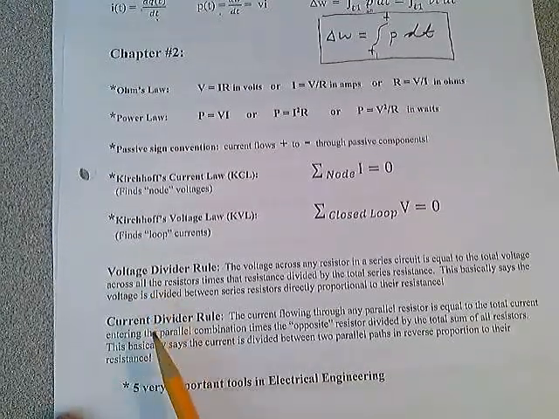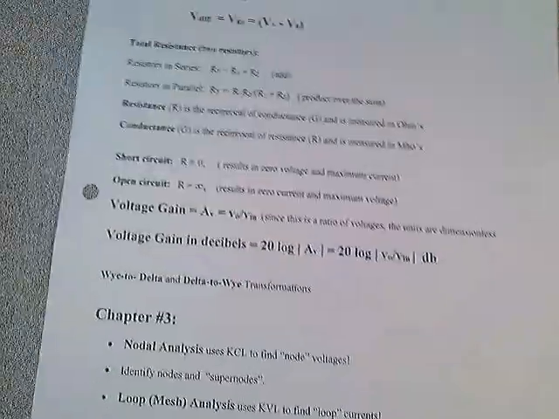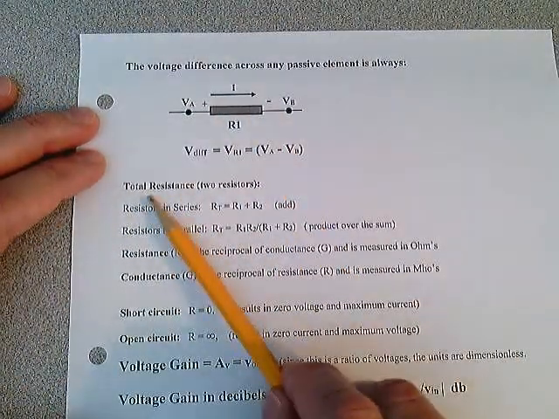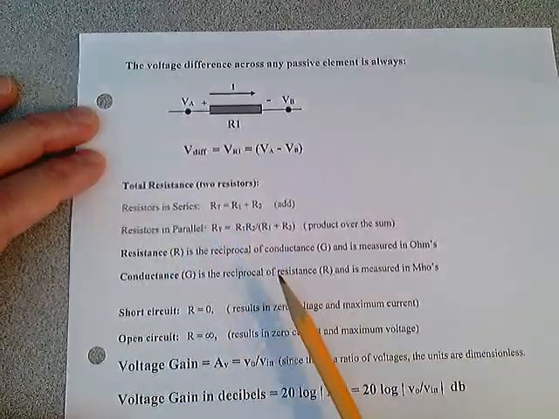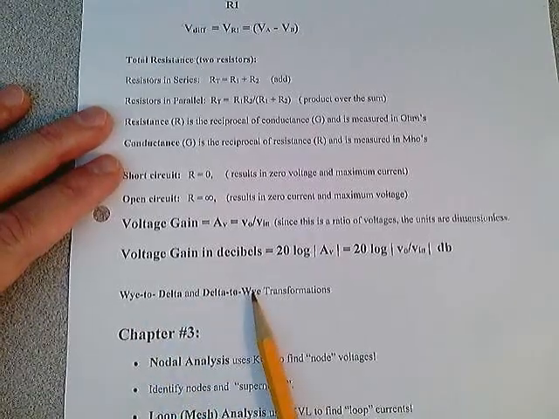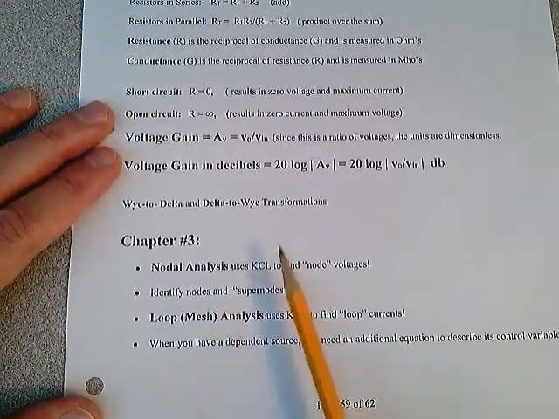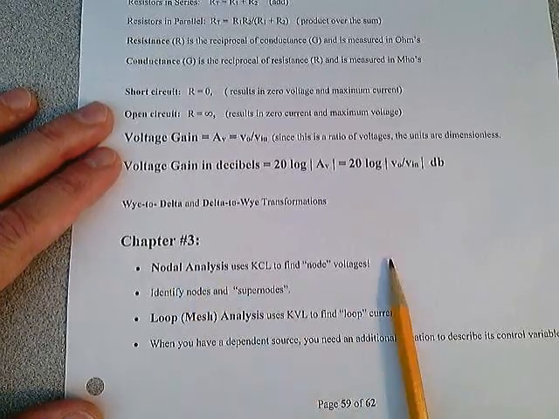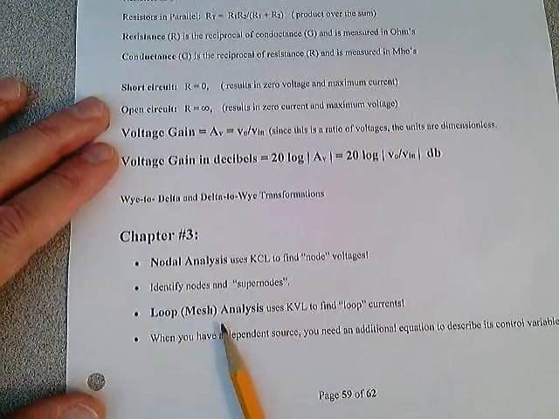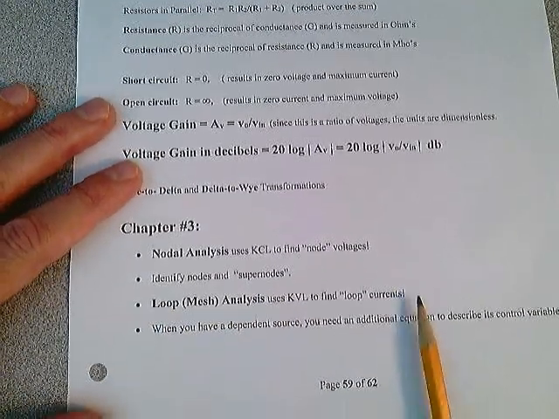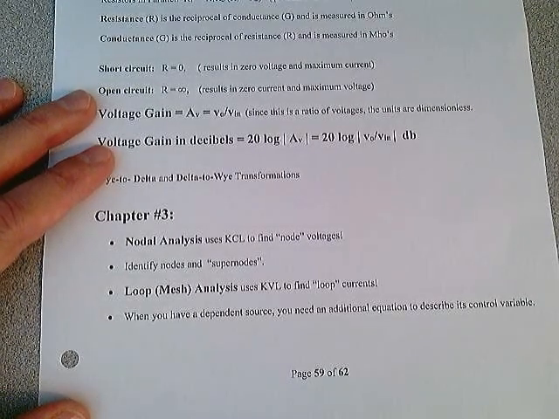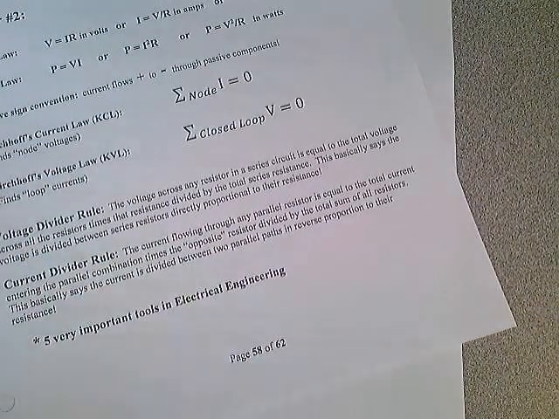The voltage divider rule was important. The current divider rule was important. There's a passive sign convention. Here's a summary of resistance and conductance, what a short circuit looks like, what an open circuit looks like, the voltage gain, Y to delta and delta to Y transformations, and then the most important, chapter 3 with nodal analysis. We worked lots of problems. Talked about how to handle supernodes. And with loop analysis, worked lots of problems. I told you how to handle dependent sources. And that concludes the lecture.